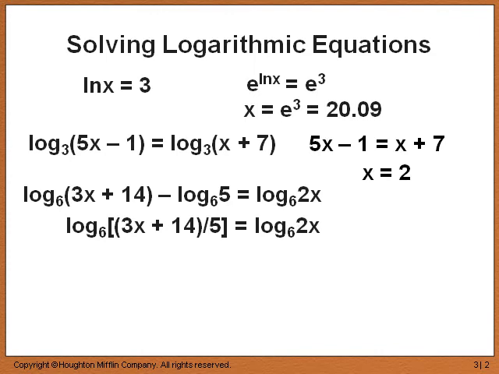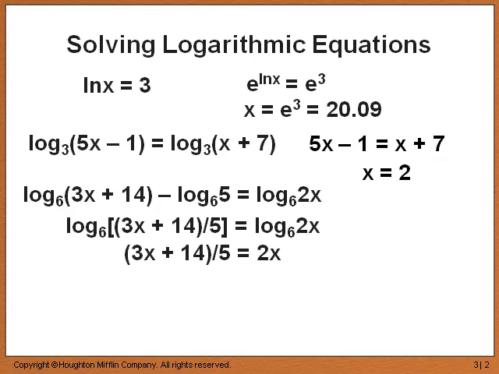So the first step is condensing using the properties of logarithms. Log base 6 of 3x plus 14 divided by 5 equals log base 6 of 2x. We simply used a property of logarithms. You can refer to those. If you want to just have those alongside you while we're doing these, that would be good. You can get them from your previous notes.